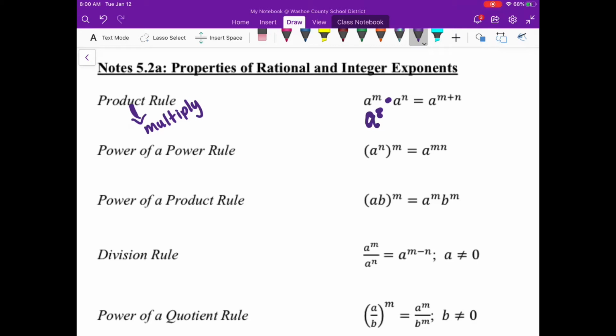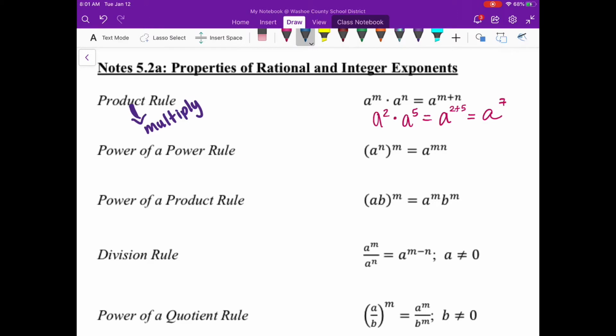So let's go. A squared times a to the fifth, let's say. Because I'm multiplying these together, I'm going to add the exponents up. So this would give me a to the seventh power. Okay, so that's the product rule.